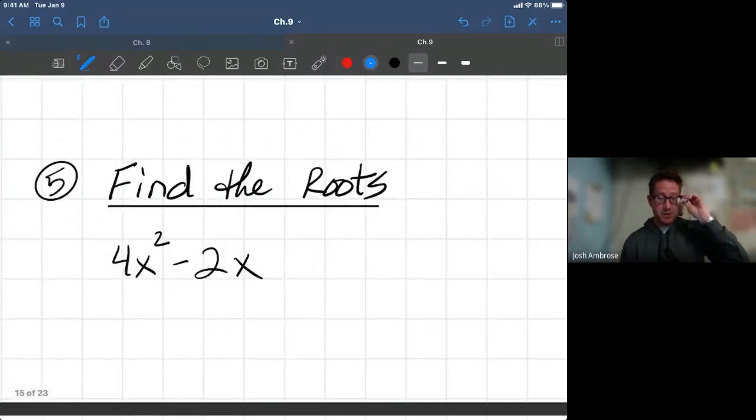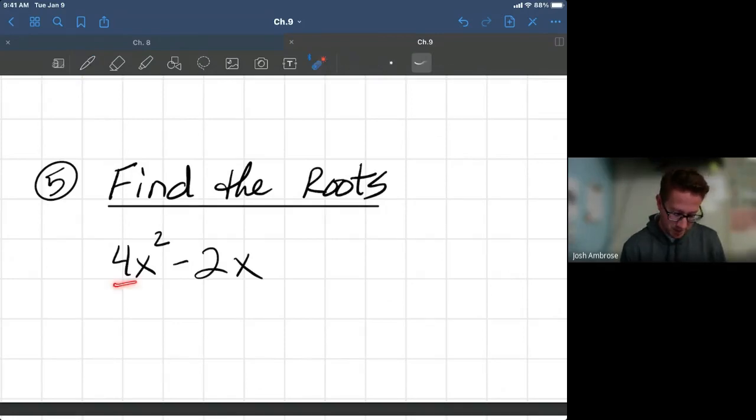Here we go. Find the roots. Remember, find the roots, fancy way of just saying solve it. We're going to do the exact same thing in this example problem number 5. First step, what do they share? I see a 4, I see a 2. What is the greatest common factor between 4 and 2? The greatest common factor is the number 2. 2 goes into itself, 2 goes into 4. All right, so we're going to write the number 2 on the outside.